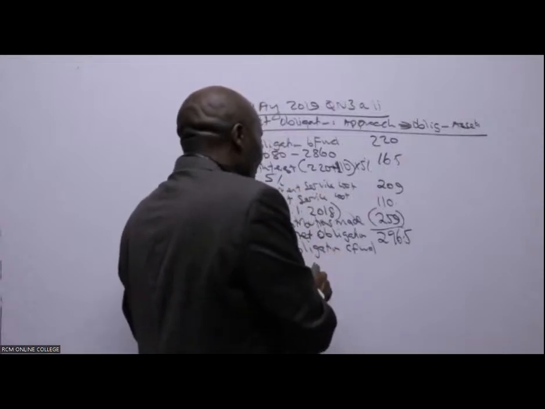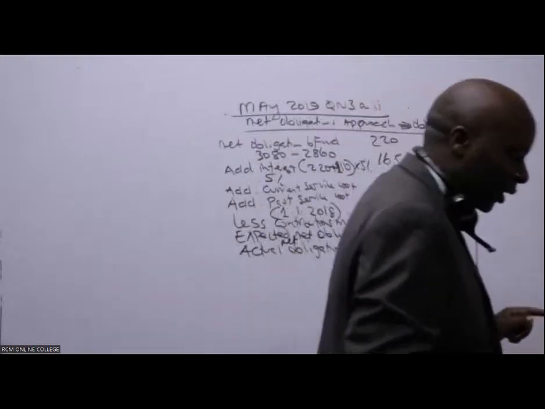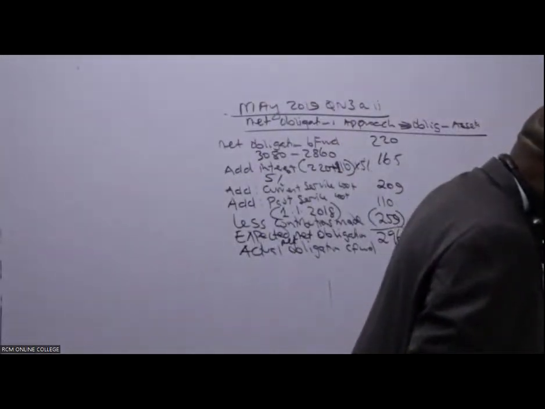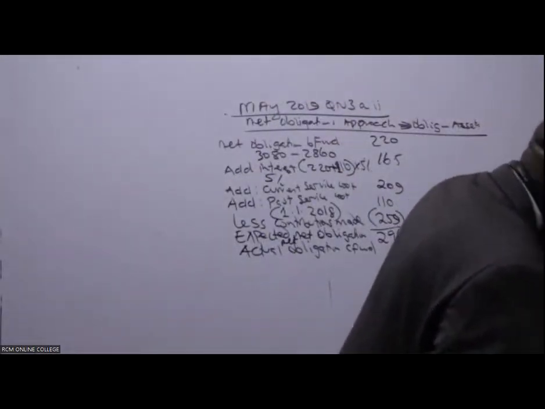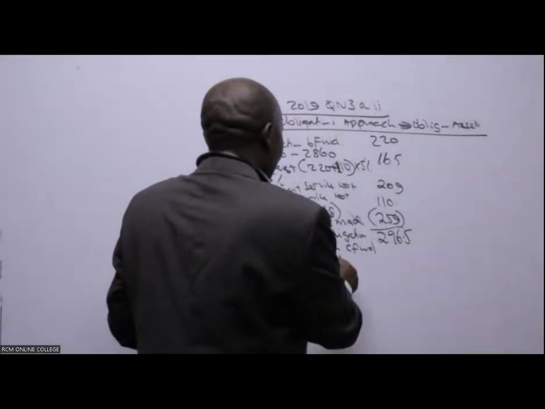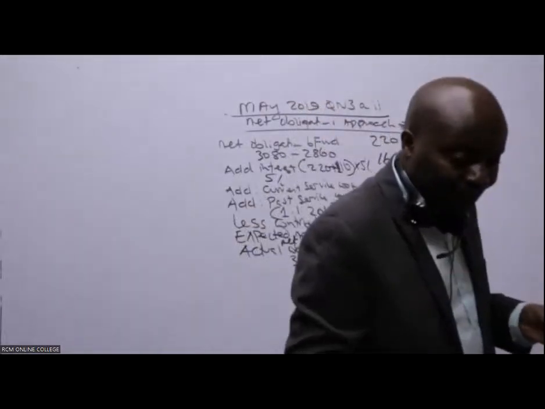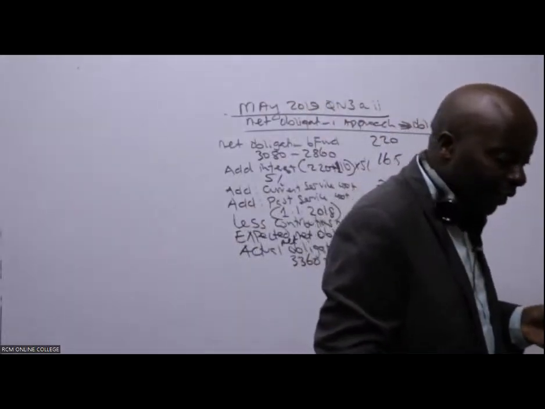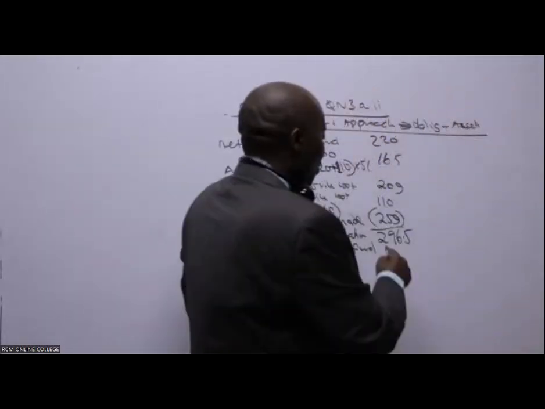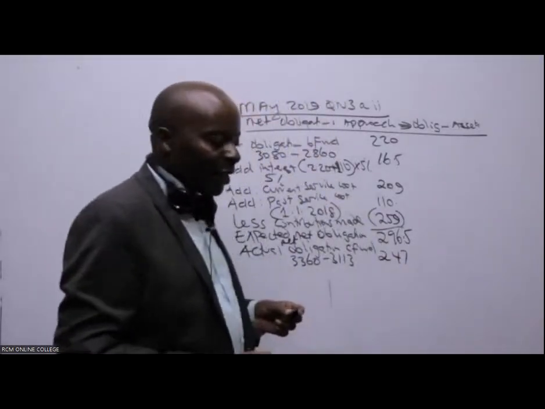Remember, net obligation means you take obligation minus assets. So the net here will be 3360 minus 3113, which will end up giving us what figure, ladies and gentlemen? 247, I'm told. 247. Thank you so much.